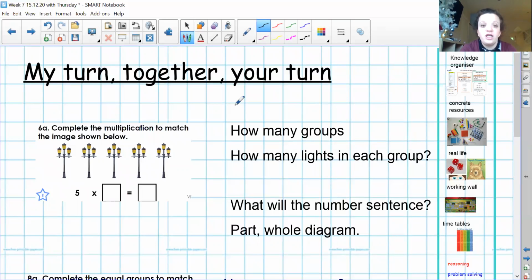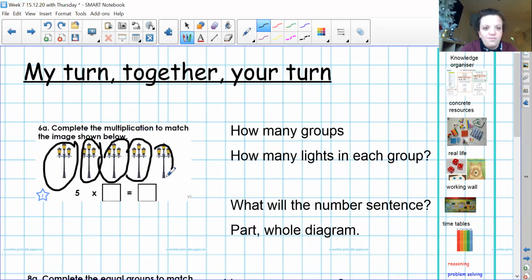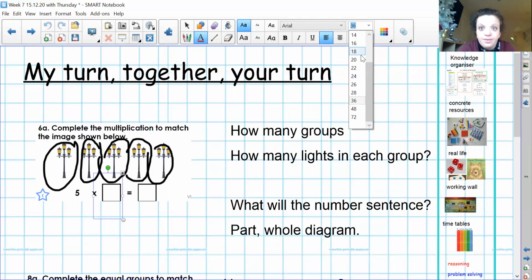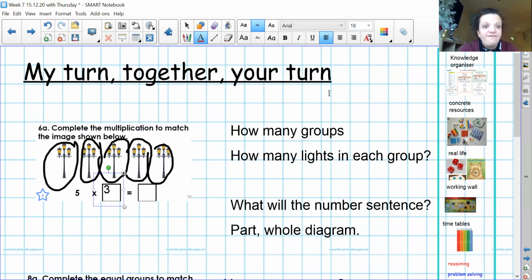Right, first of all, we're going to look at how many groups. So we've got 1 group of lights there, 2 groups of lights, 3 groups of lights, 4 groups of lights, and 5 groups of lights. We know we've got 5 groups and they've already got it for us in there. But how many lights are in each group? 1, 2, 3. So we've got 5 groups of 3. So we're going to put 3 in there, 5 groups of 3.